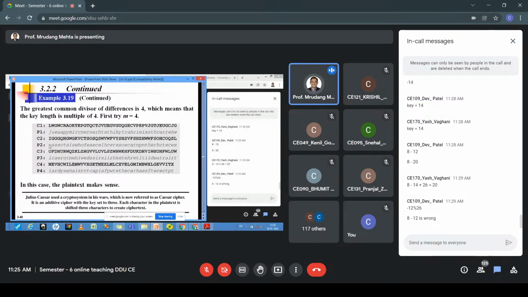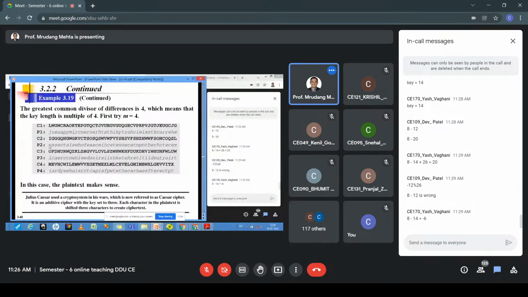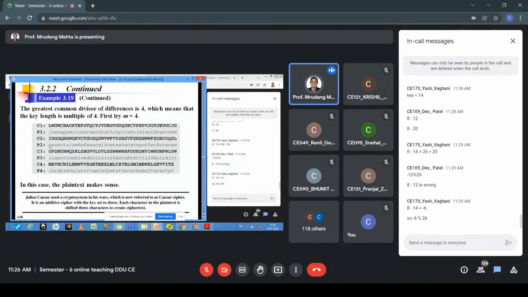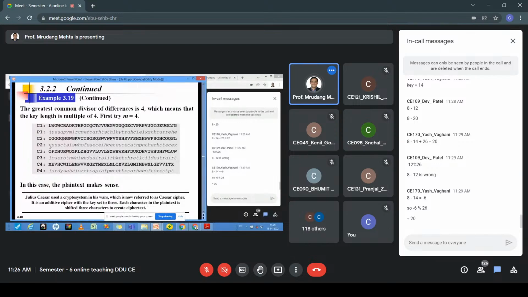Okay, Yash, would you like to explain this equation, how you have written this equation? Yash? Eight minus 14 is equal to minus 6. So minus 6 mod 26 is 20. So U is 20.